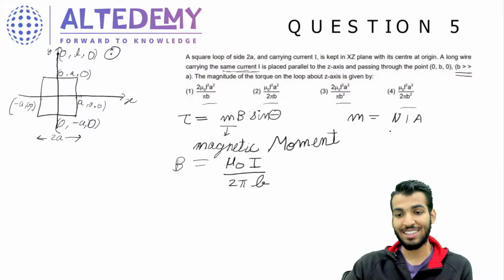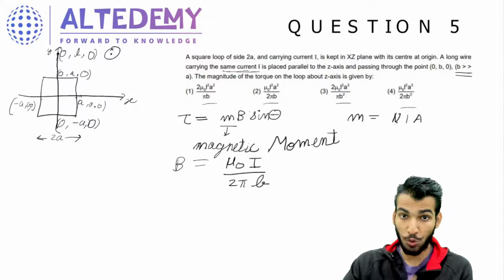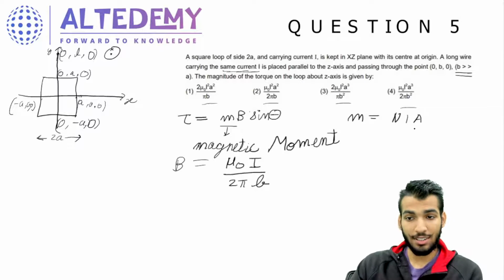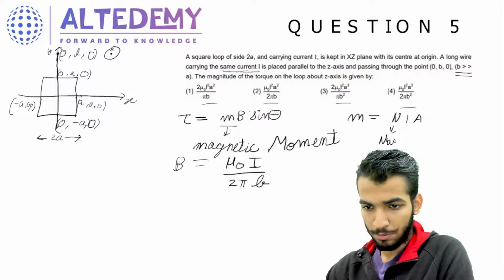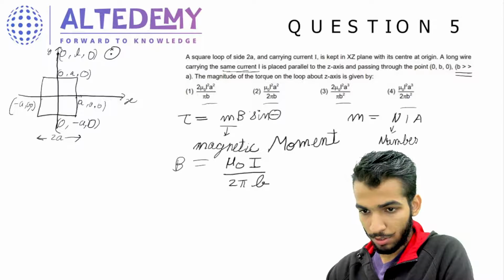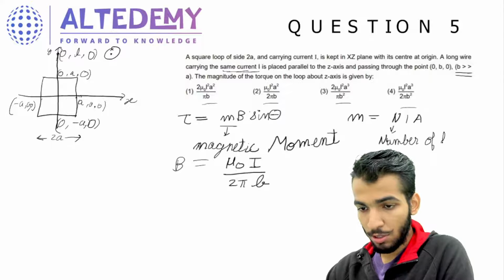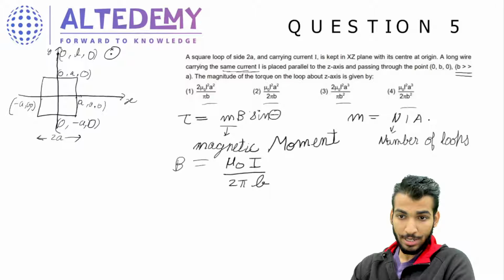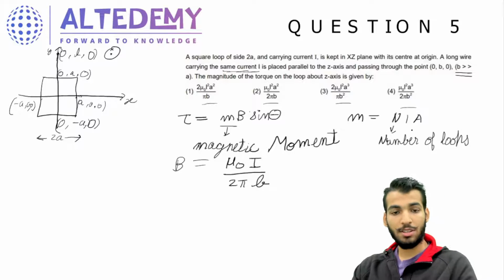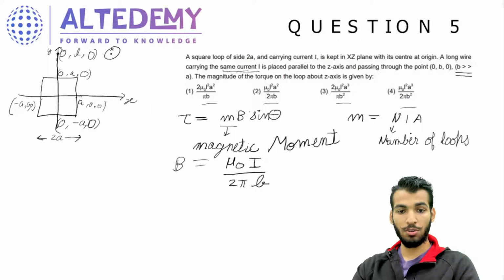So keep it in your mind like this. It is NIA, N is the number of loops, I is current and A is area. And I is of course current, as we all know. A is area in this case. So let's move on further and talk about what is happening.